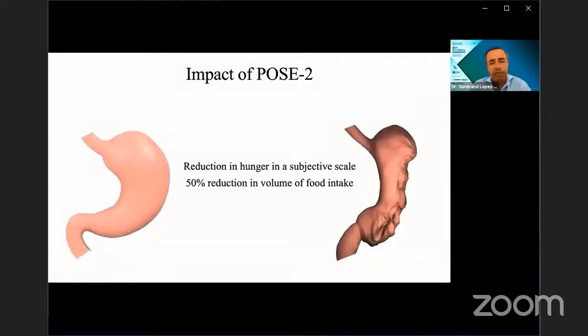So what is the impact of POSE 2.0? The impact is a reduction in hunger on a subjective scale of 50% reduction, what patients say, and in volume of food intake, which is very, very friendly for patients who are trying or struggling to follow a diet. So if you have a reduction of hunger and a 50% reduction in volume, it's a very, very good ally to accomplish the diet.